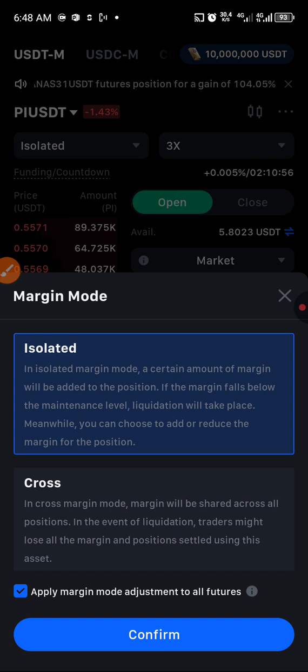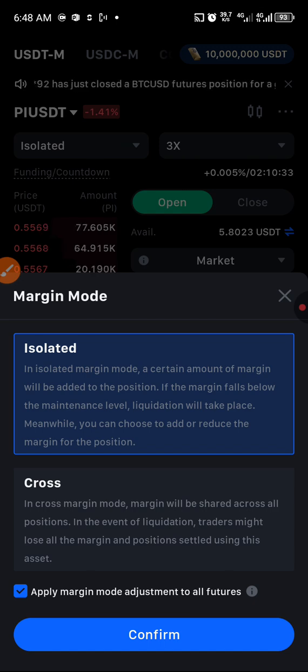So if you are on profit, the profit will be calculated based on the 2 USDT. If you are on loss too, the loss will be calculated based on the 2 USDT. Okay, and that's the perfect one for trading. But you see the second one, which is the cross.